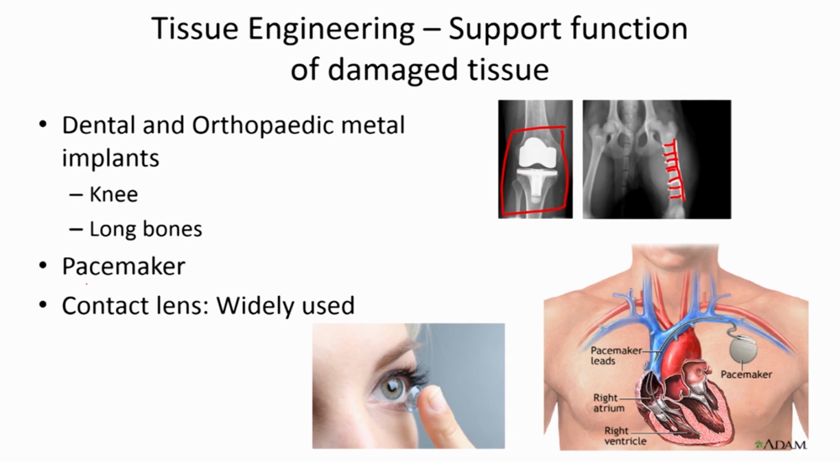And then pacemakers are used quite a bit. Sometimes the signaling is not proper, and because of that the heart beating is very erratic. So, you can use a pacemaker which will give electrical signals in a coordinated manner, so that the heart muscles beat synchronously and supply blood all over the body. And then contact lenses are again very widely used. You probably know, or you use them yourself.